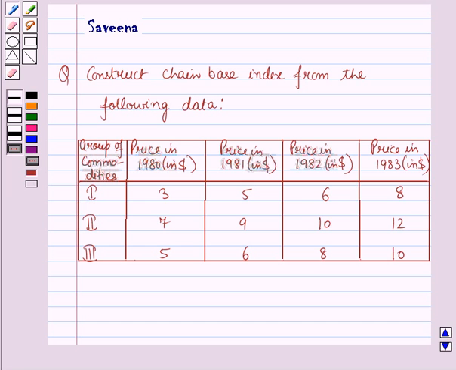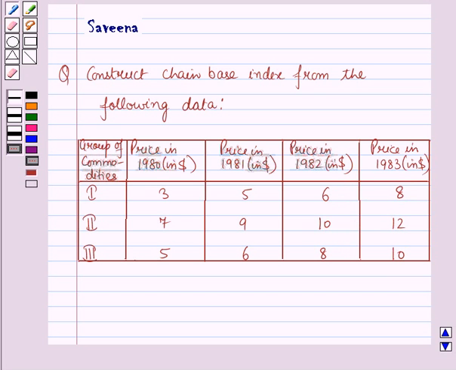In this session, we will discuss a question which says: construct chain-based index from the following data. The data is given in which the first column lists the group of commodities as group 1, group 2 and group 3. The corresponding prices in the year 1980 in dollars are 3, 7 and 5, and the prices in 1981 are 5, 9 and 6. The prices in 1982 are 6, 10 and 8, and in 1983 they are 8, 12 and 10.